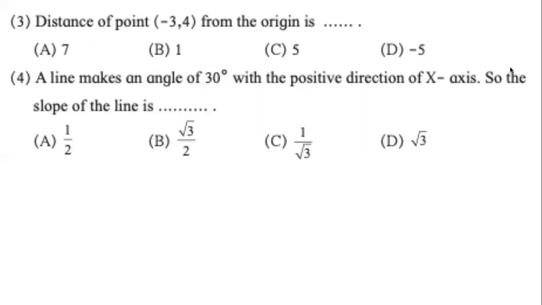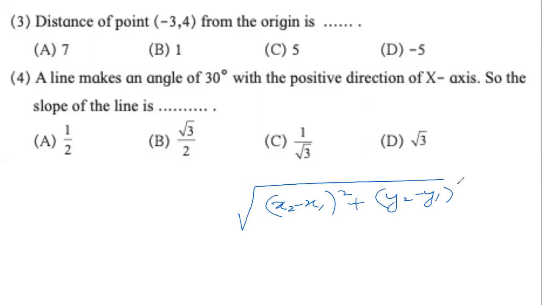The next multiple choice question, which is part 3 of question number 1, is distance of a point. A point is given, -3, 4. We have to calculate its distance from the origin. We know the common distance formula, which is the square root of (x2 minus x1) whole square plus (y2 minus y1) whole square. Then we take the square root.